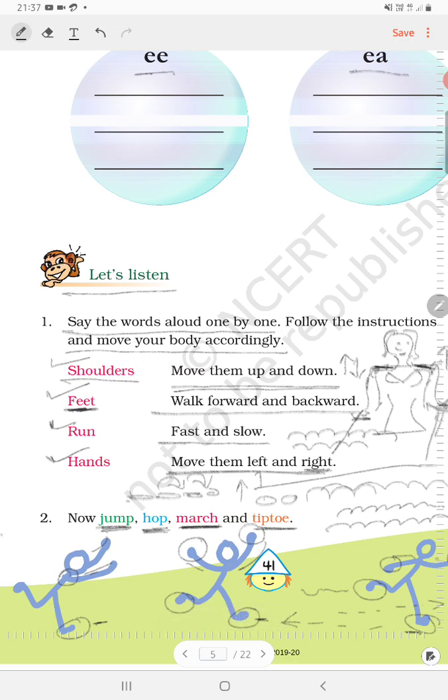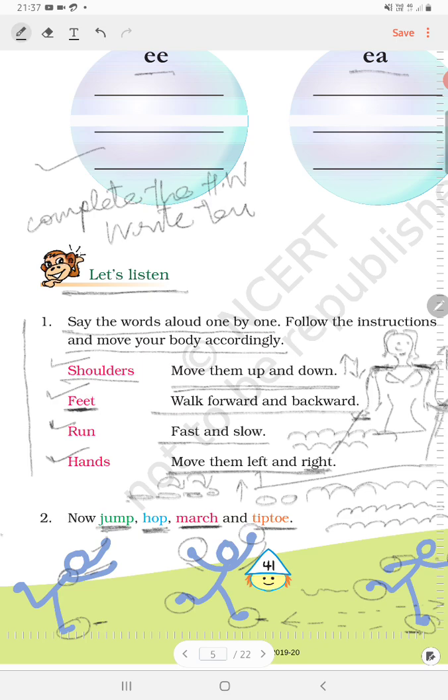Okay, so read these aloud, all these, practice and try to follow the instructions and complete this homework also and send it to me. Okay, complete the homework. Write 10 words each.